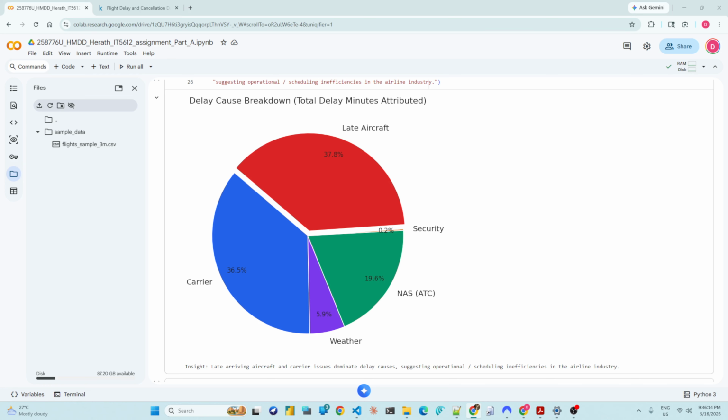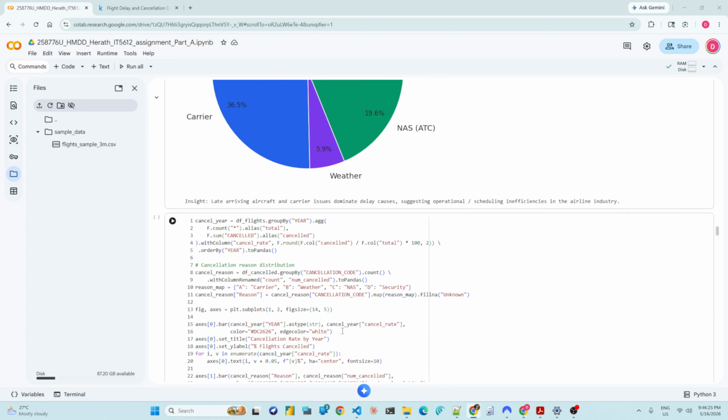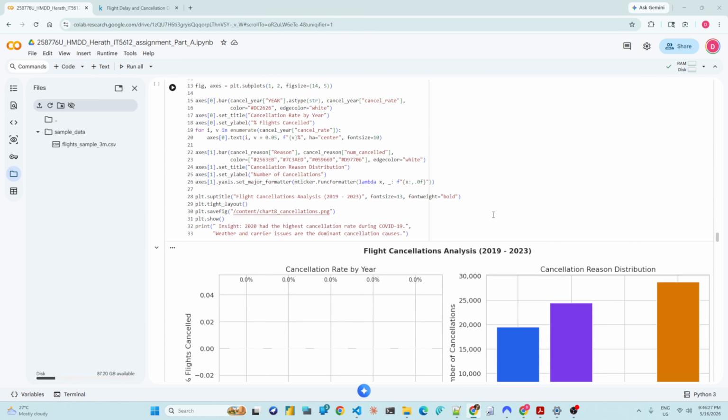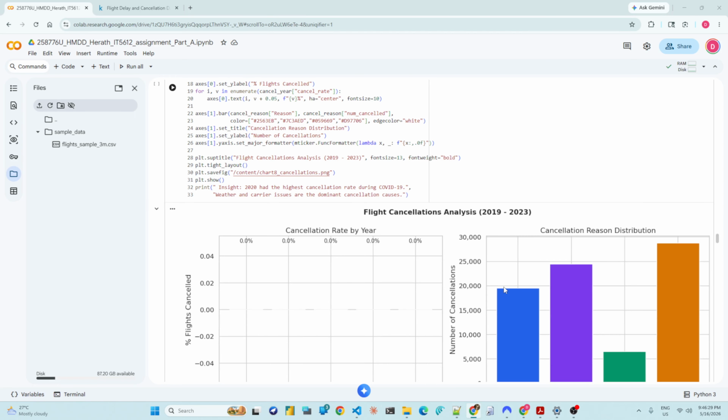And this pie chart breaks down total delay minutes by root causes like carrier, weather, security, aircraft, things like that. This one, flight cancellation analysis. These two charts analyze flight cancellation. The left part shows the cancellation rate per year.